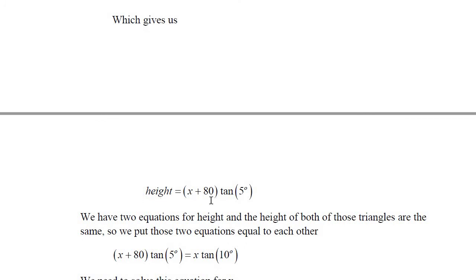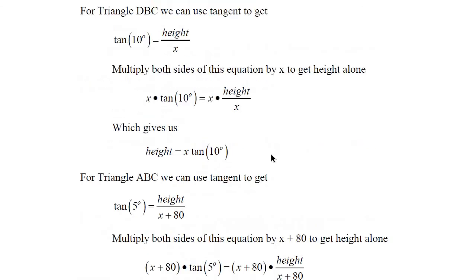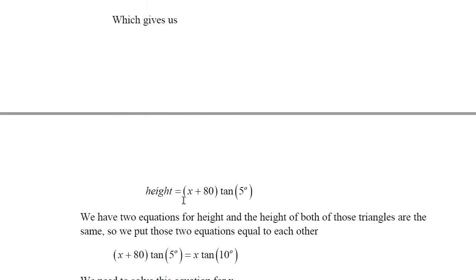And that gives me the height is equal to x plus 80 times the tangent of 5 degrees. So I've got two different equations for my height. One of those equations is, up here, x is equal to the tangent of 10 degrees, and the other one here is x plus 80 times the tangent of 5 degrees.